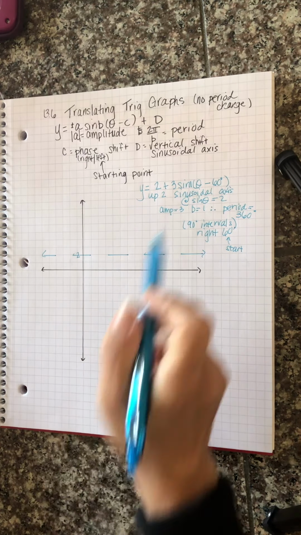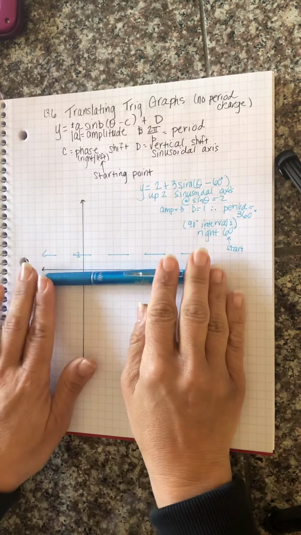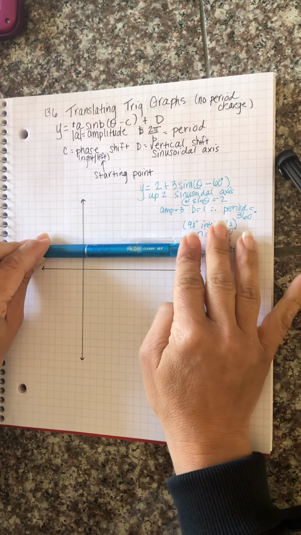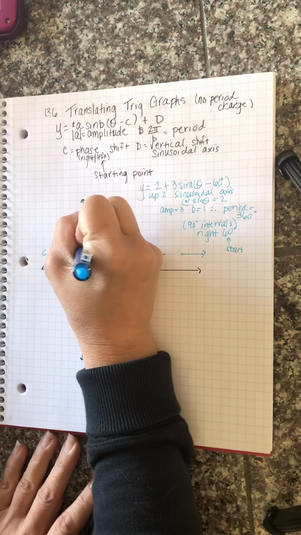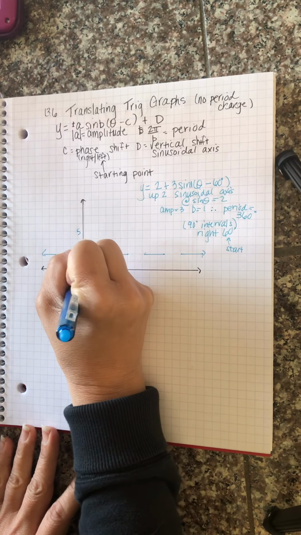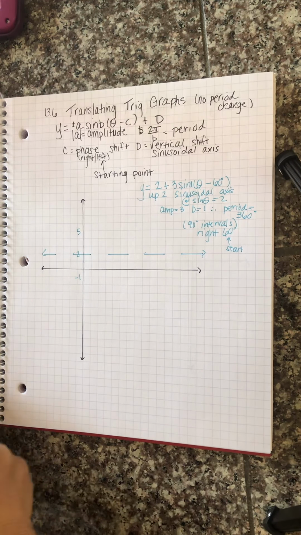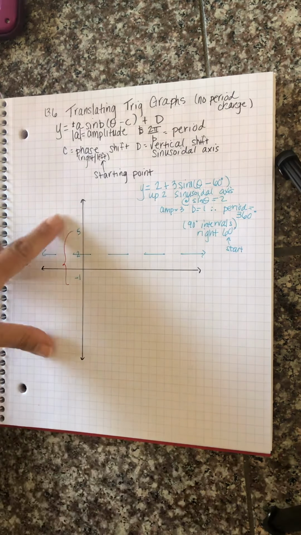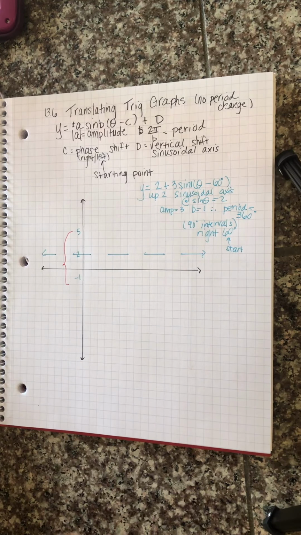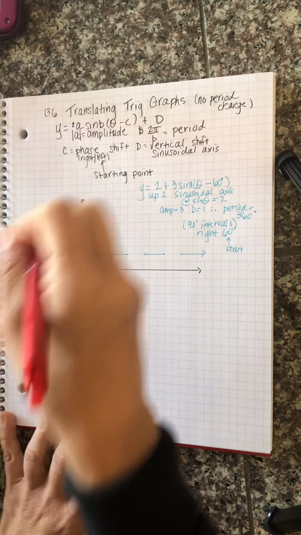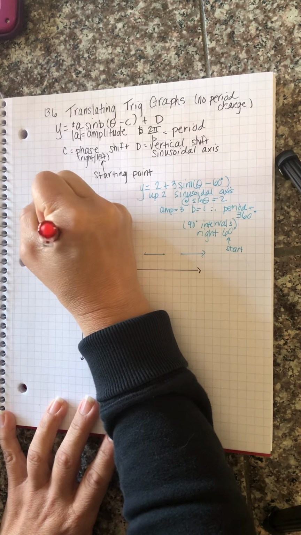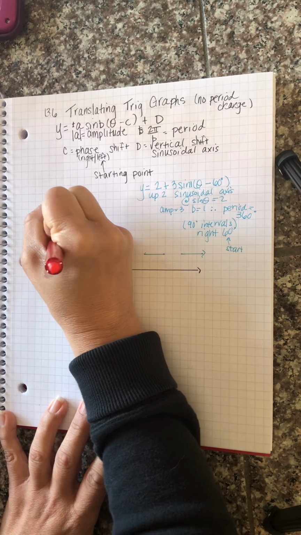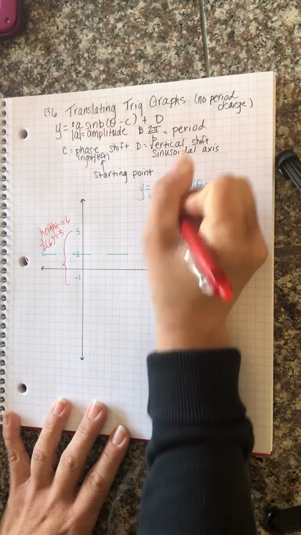The amplitude is 3. So normally we start on the x-axis and we go up 3 and down 3. Well, now I'm going to start from my sinusoidal axis and go up 3 and down 3. 1, 2, 3, which gives me 5 and negative 1. Okay, so notice the height from negative 1 to 5, the amplitude, but sorry, the amplitude's half that. The height is 6. Half of 6 is 3, and that matches my amplitude.